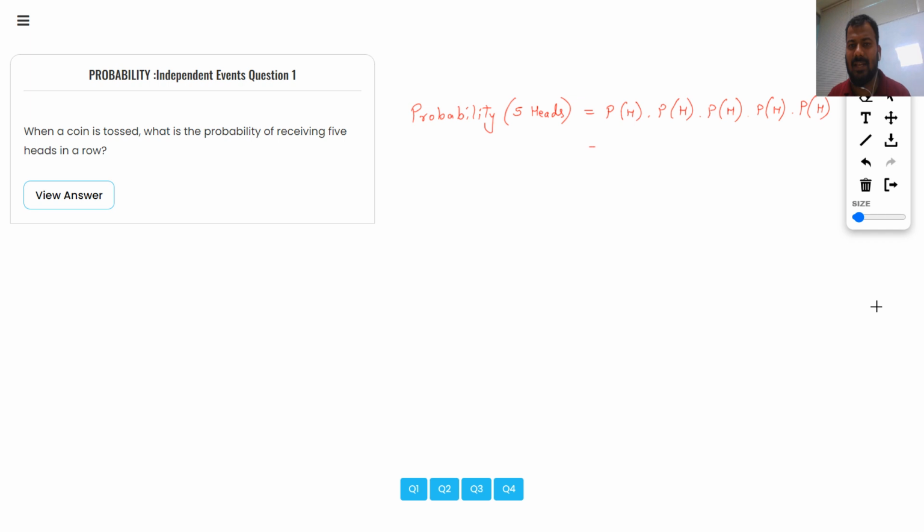Now the sample space is head or tail. Getting head in one tossing is 50%, which is 1/2 times 1/2 times 1/2 times 1/2 times 1/2. I can take it as 1/2 to the power 5, which is going to be 1/32 as our final answer. This was a very simple question. Now let's go on with a few more questions.